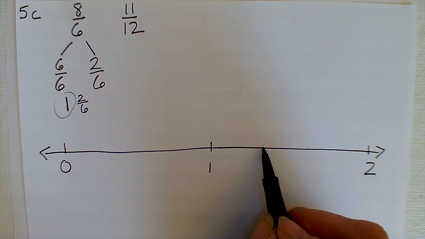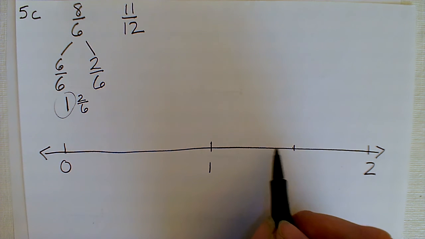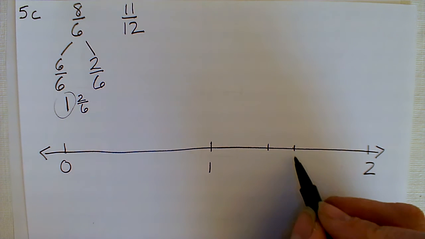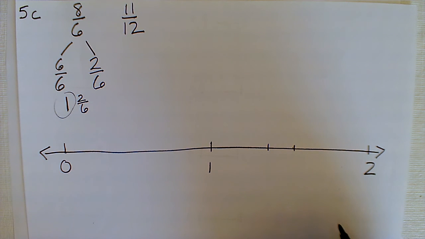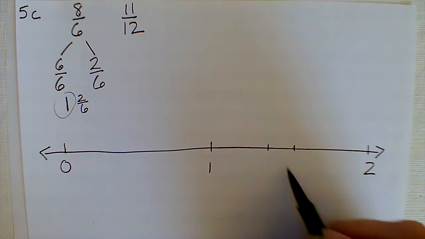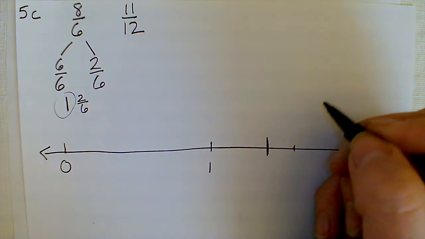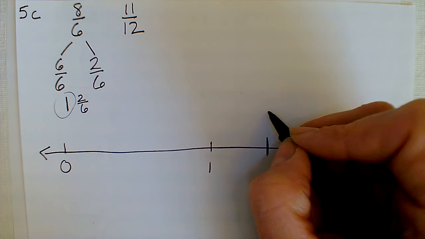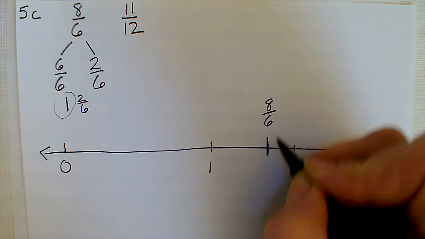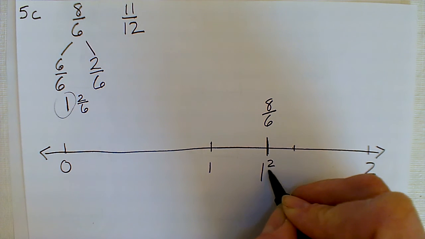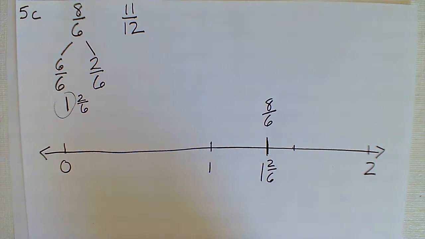And I know 2/6 is going to be right about, if this were 1.5, 2/6 is going to be a little bit less than that. And I know that because 3/6 would be a half. I talked about that a lot in Google Meet today. But anyway, I'm going to put it right here. And that's enough for this problem to know that 8/6 or 1 2/6 is right here.